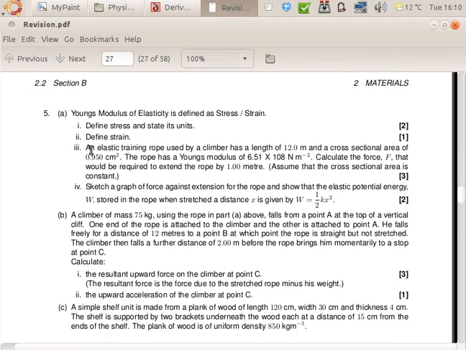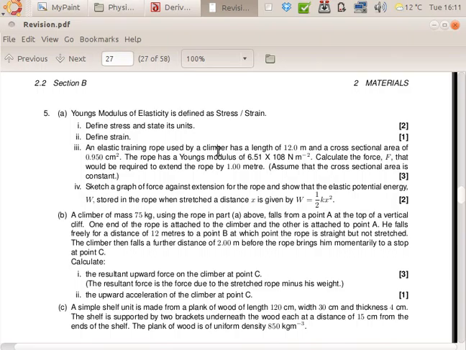Actually, maybe we get... I mean, I might not do all of this because we've seen it before, so I won't even write it down. What is stress? What's the definition of stress? Force over area. Strain: extension per unit original length.